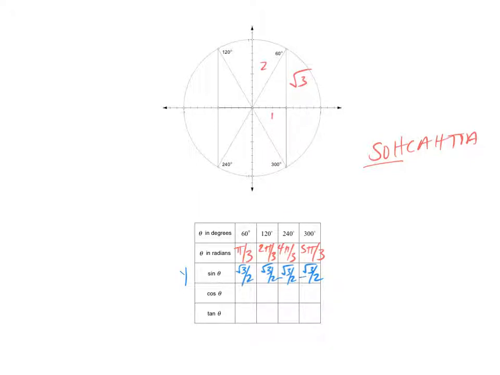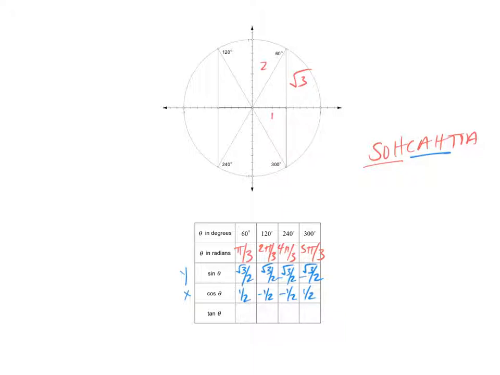Our cosine of theta is looking at the x, so we can look at our x values and we can actually put our signs, our pluses or minuses, in before we do the values. So in quadrants 1 and 4, x is positive, and in quadrants 2 and 3, we have a negative. And because we are looking at our adjacent over our hypotenuse, it's now going to be the ratio of 1 over 2 in all of these.